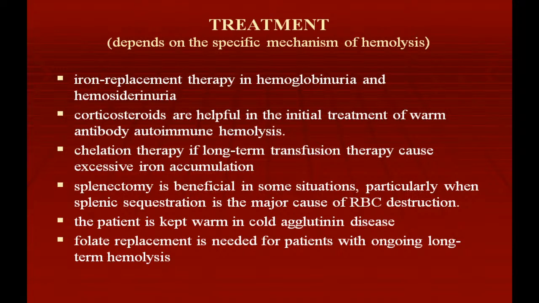So how will we treat hemolysis? Of course, it depends on the mechanism of hemolysis. In some cases we need iron replacement therapy if we see hemoglobinuria and hemosiderinuria, when the patient has loss of iron after hemolysis. In some patients, when hemolysis takes place due to an immune response or autoimmune reaction, we need steroids. In some patients, to prevent hemochromatosis, we need chelation therapy.